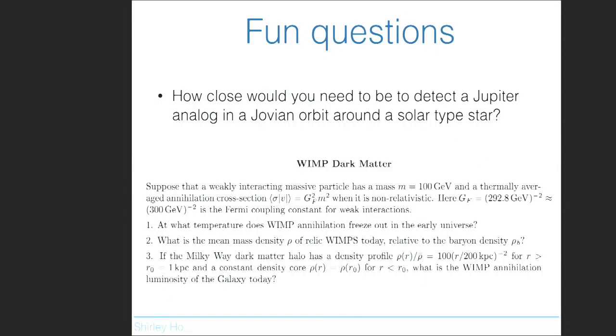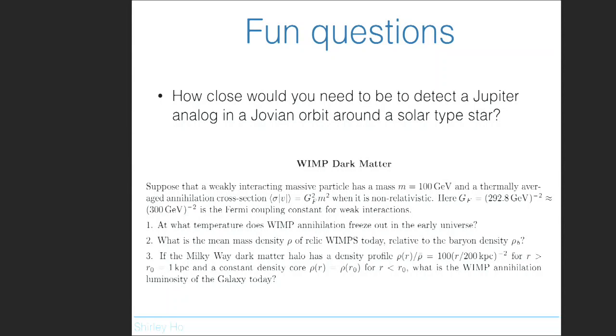Now I'll stop here for fun question time, because these are questions that I want you to try and see if you can do them as orders of magnitude estimations. I know you have not had an exoplanet discussion, but that's why the first question might be fun. How close would you need to be to detect a Jupiter analog in a Jovian orbit around a solar-type star? I will post the results online after.